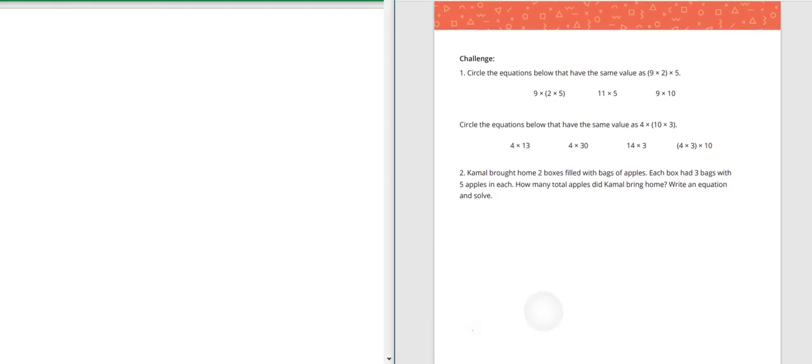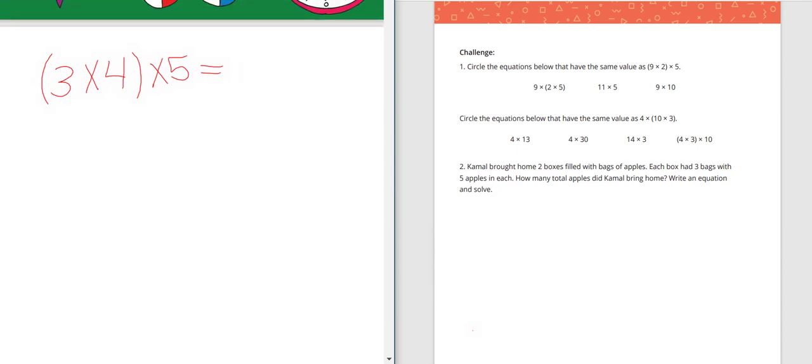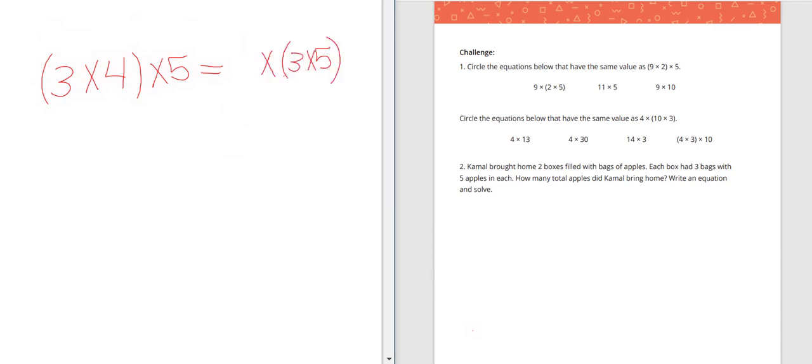Okay, before solving a challenge, we can take another exercise on associative property. Like if we have 3 times 4 between brackets times 5 equals what, equals what times 3 times 5.